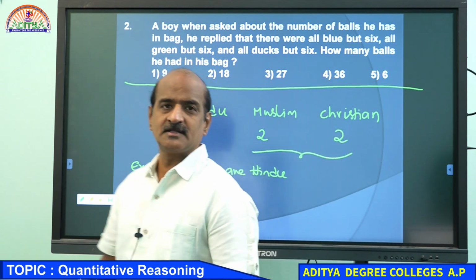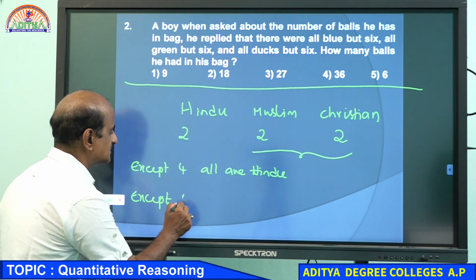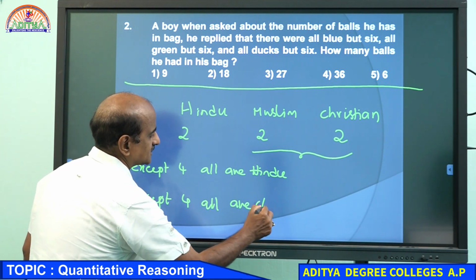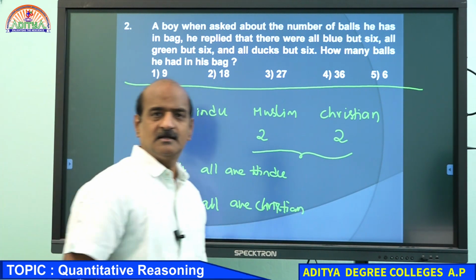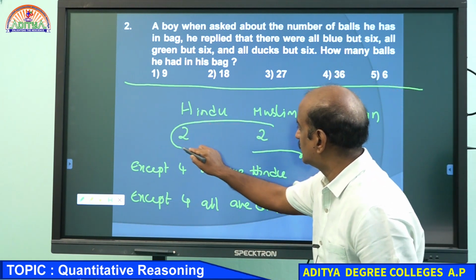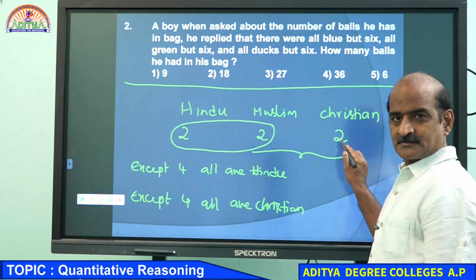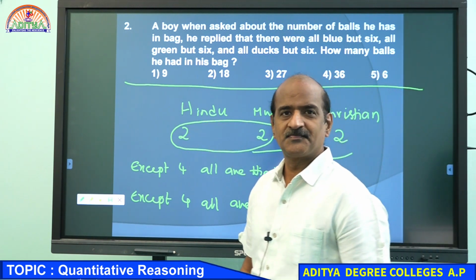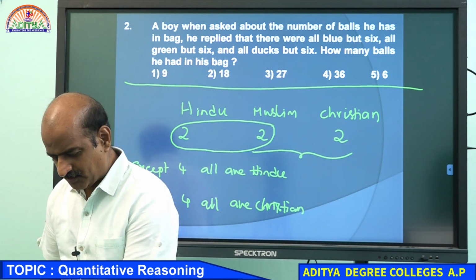In the same question, in the same class, I can also use the statement except for these, all are Muslims, or all are Christians. Let us assume that except for these, all are Christians. Absolutely. If you want to say this statement, you are ignoring these four and you say that except these four, all are Christians. I hope you understand what my point is.